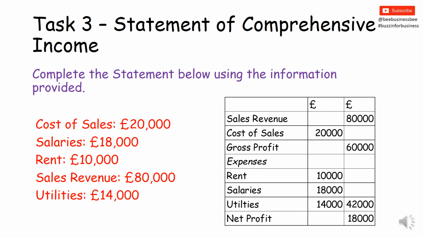So hopefully you managed to calculate these answers. Remember, you just simply had to put your sales revenue in, which is 80,000, your cost of sales at 20,000. You do your revenue minus your cost of sales, so your gross profit of 60,000, and then you've got your other expenditure such as your rent of 10,000, your salaries of 80,000, and your utilities at 14,000. Add all those up together to give you 42,000, and then remember the formula. Net profit is your gross profit, take away all the other expenses, so 60 take away 42 is £18,000.